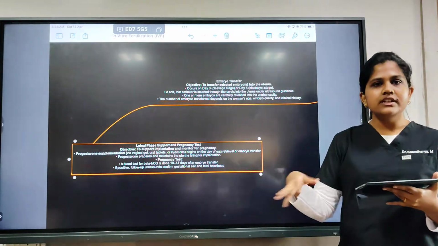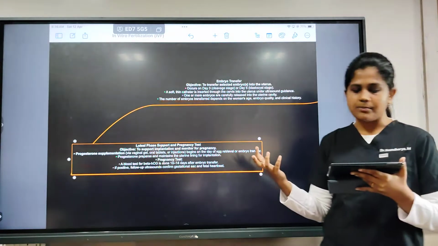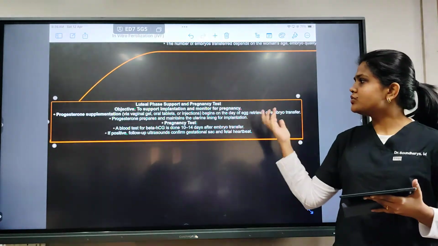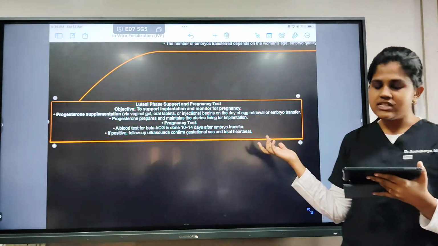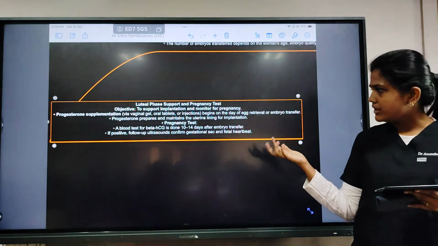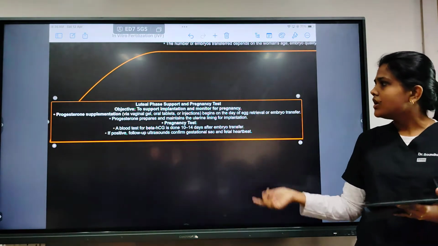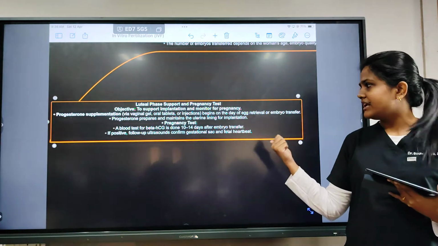So we have transferred it, now we have to monitor the pregnancy. There will be luteal phase support and the pregnancy test. This is to support the implantation and monitor for pregnancy. Progesterone supplementation via vaginal gel, oral tablets or injections begins on the day of egg retrieval or embryo transfer. Progesterone prepares and maintains the uterine lining for implantation.